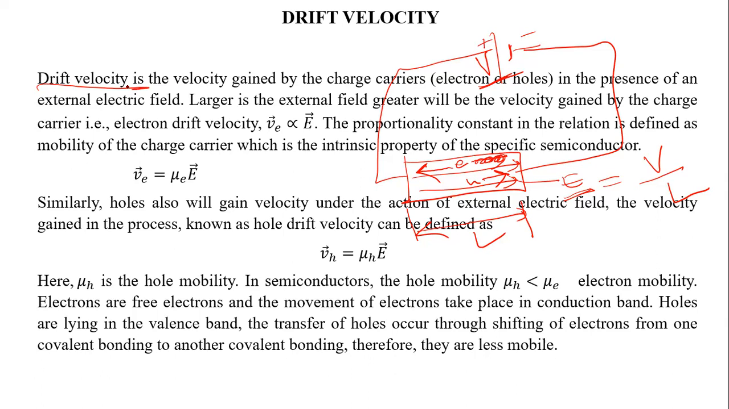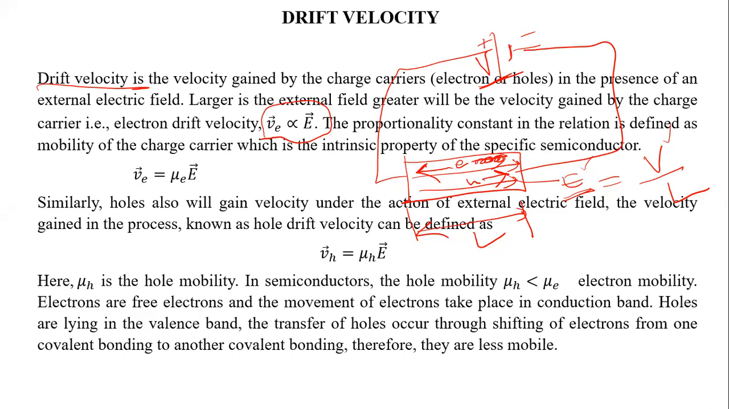And if you apply more voltage, then you will have more electric field. If you have more electric field, the drift velocity of the charge carriers also increases. Therefore, we have the fundamental relation that the drift velocity is directly proportional to electric field. More electric field means the kinetic energy gained by the electron, or the velocity gained by the electron, will also increase.